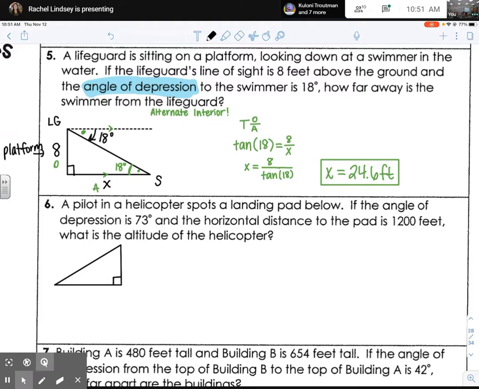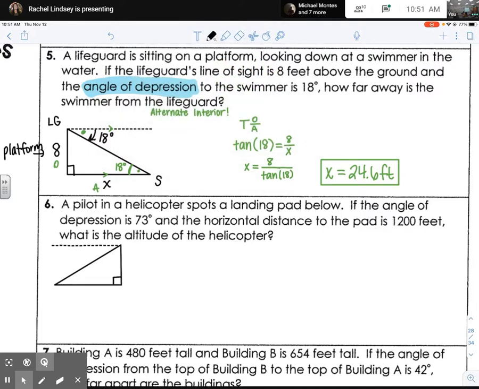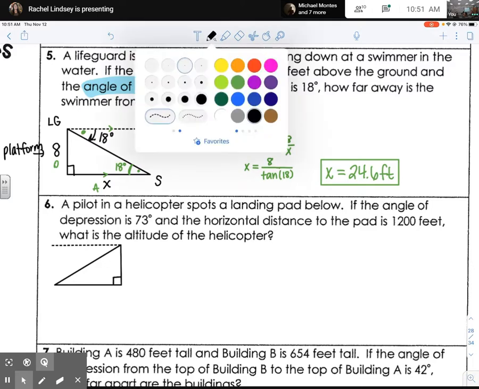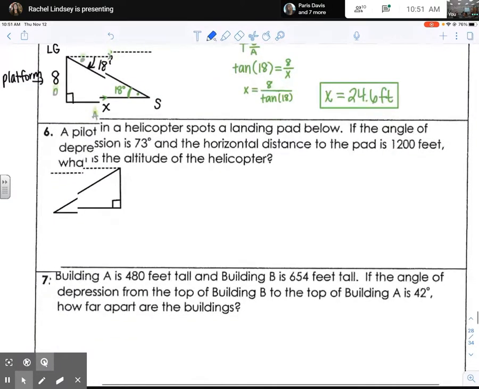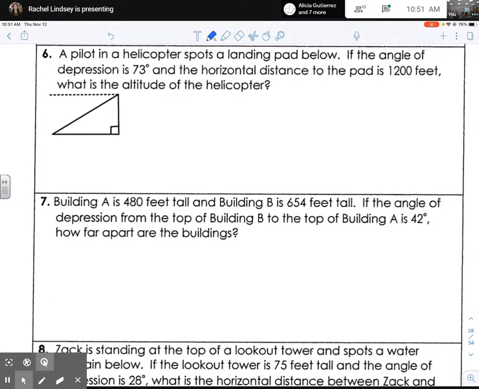Triangle. I'm going to have my line of sight. So, a pilot in a helicopter spots a landing pad below. If the angle of depression is 73 degrees and the horizontal distance to the pad is 1,200 feet, what is the altitude of the helicopter?